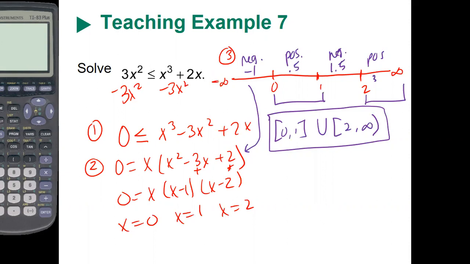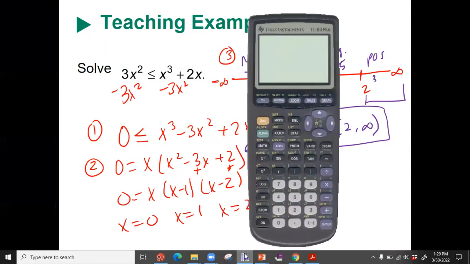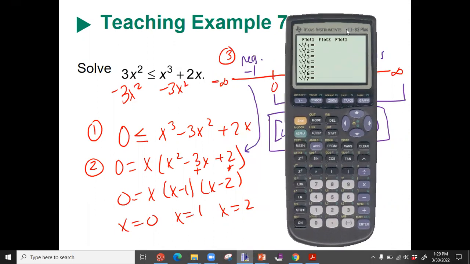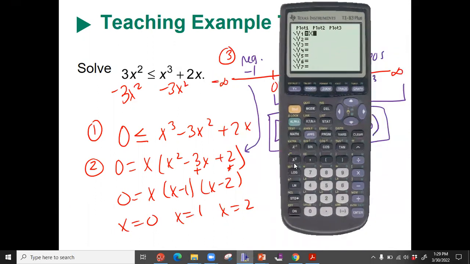Yes. I wanted to show you graphically. Do I have time to do it graphically? I don't have much time to do it graphically, but I'm just going to try really hard. Okay. So in the calculator, you would put in your function. So we put in x to the third minus 3x squared plus 2x. And then we would hit graph.